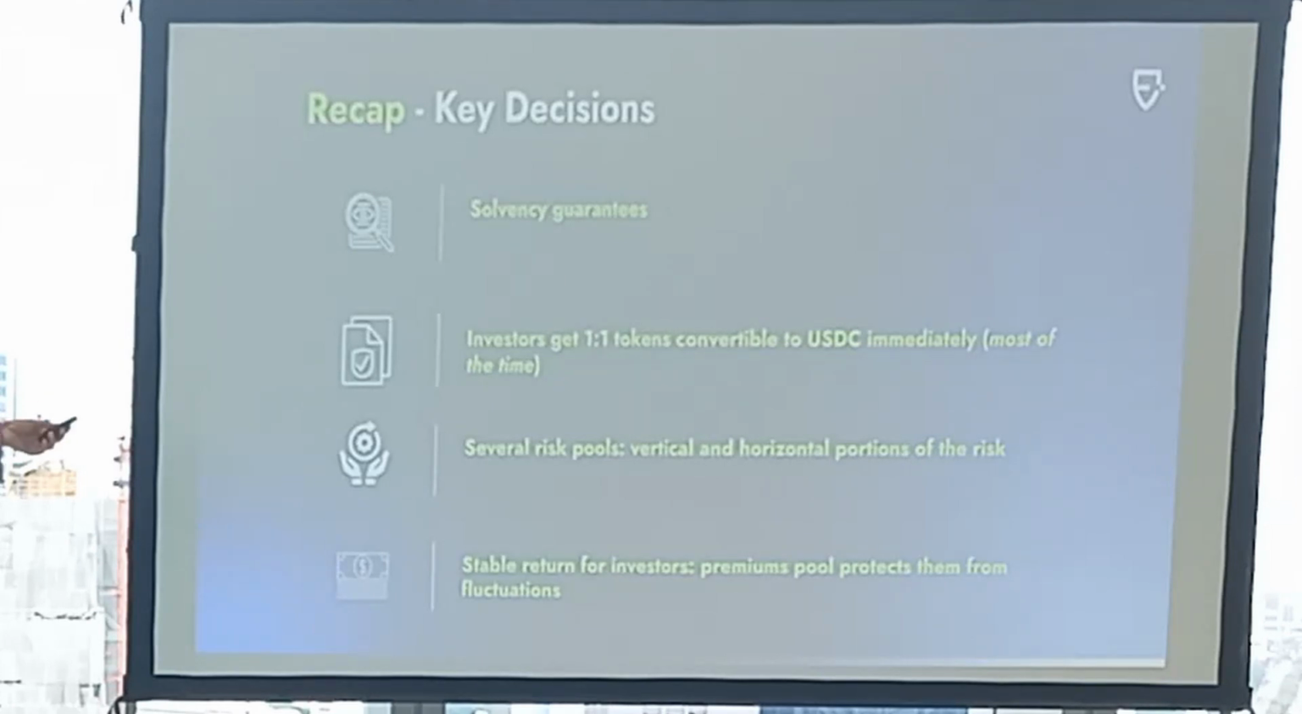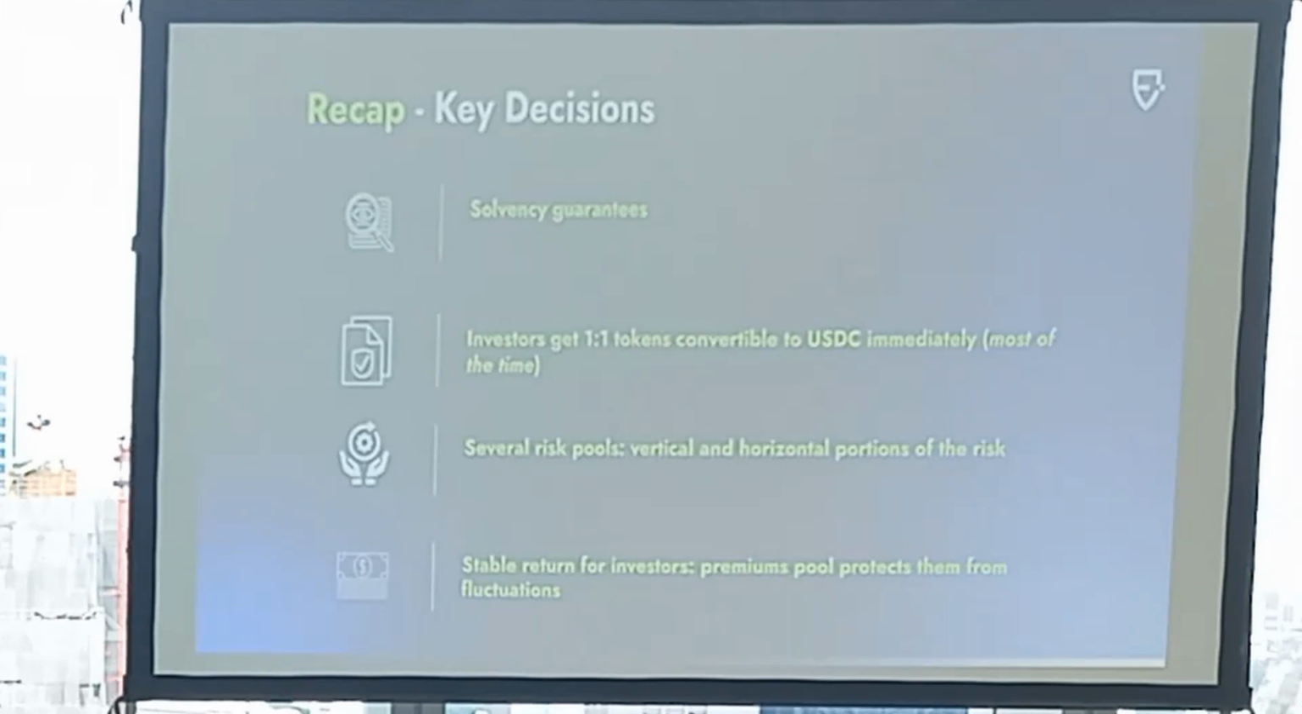Another decision was allowing several risk pools that are both horizontal or vertical, meaning that you can cover different products, different verticals, let's say travel, climate. You can choose on the junior pool, and on the senior pool you can take, okay, I want to take this upper part of the risk of all the pools.